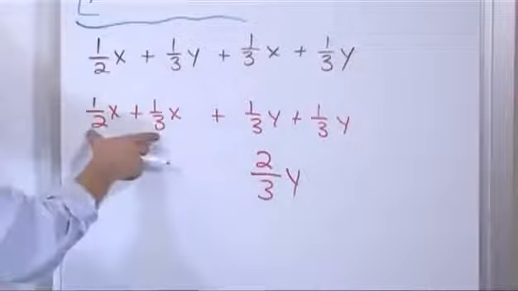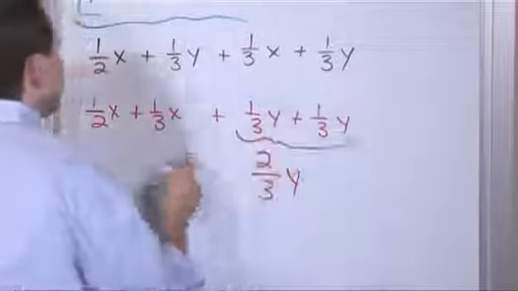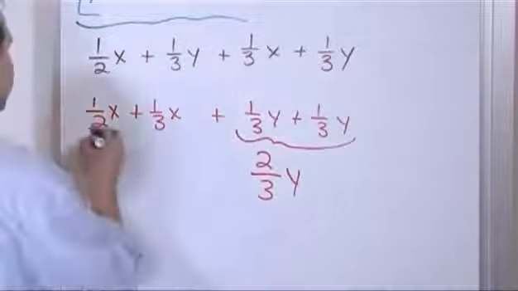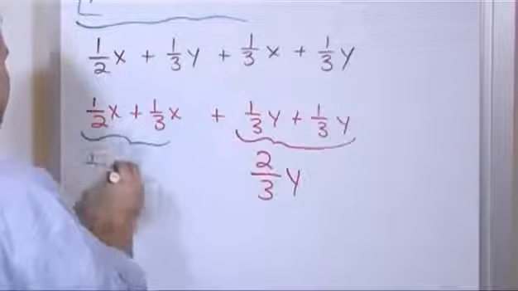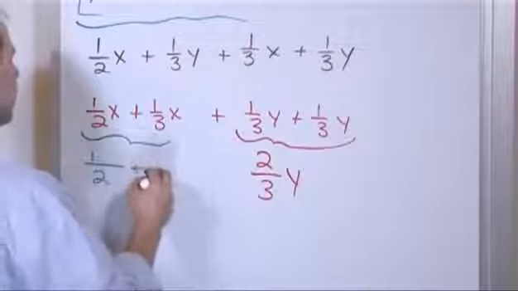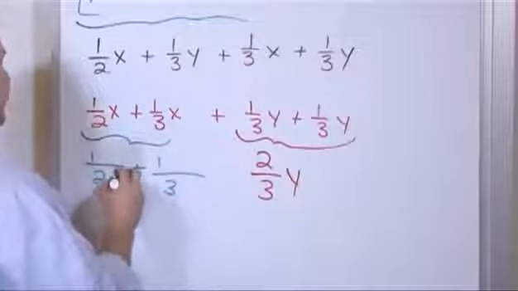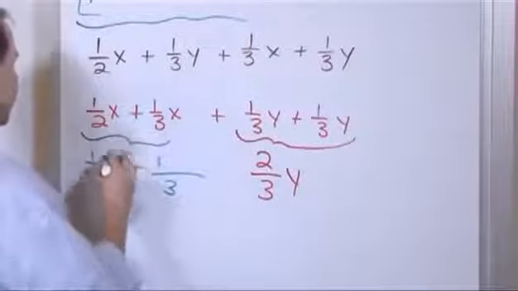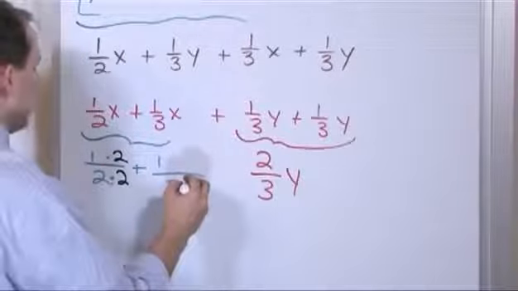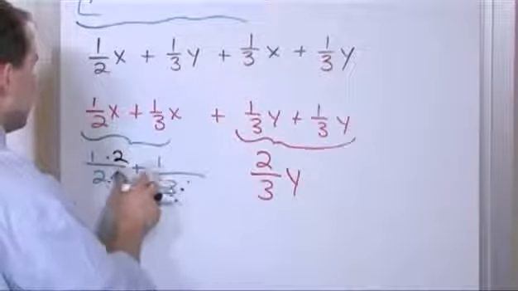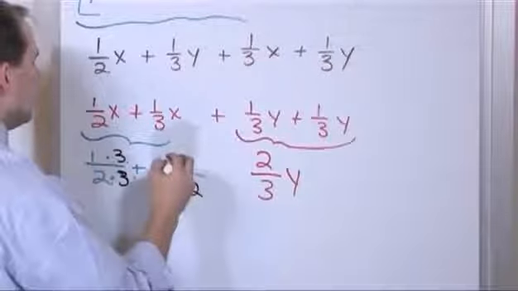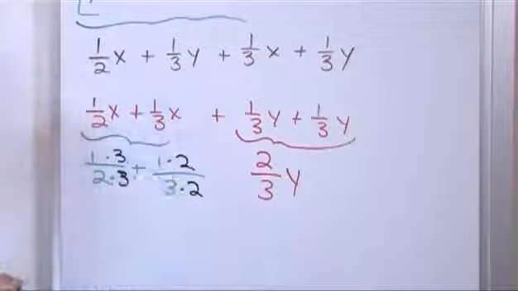But this one is a little bit trickier, and that's just because the fractions are not as pretty. Let me switch colors here a little bit. Let's see, 1/2 plus 1/3. Well, if I multiply this one by 3, and multiply this one by 2, then I'll get a common denominator of 6.